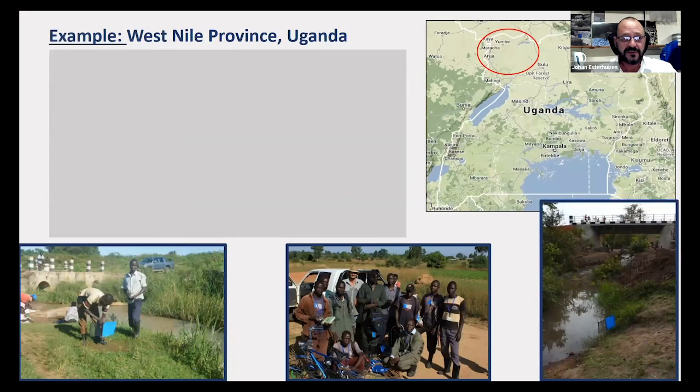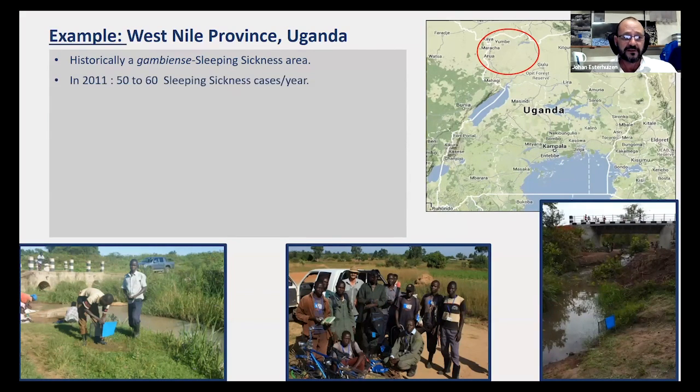Okay, so let's talk about the example in West Nile in Uganda. This is right up in the corner of Uganda, corner of South Sudan and DRC Congo. This is historically a Gambiense sleeping sickness area. And in 2011, when we started there, we had about 50 to 60 sleeping sickness cases per year.